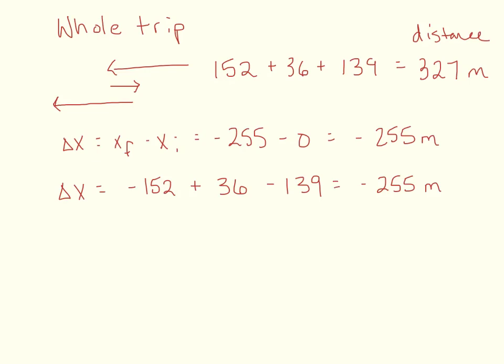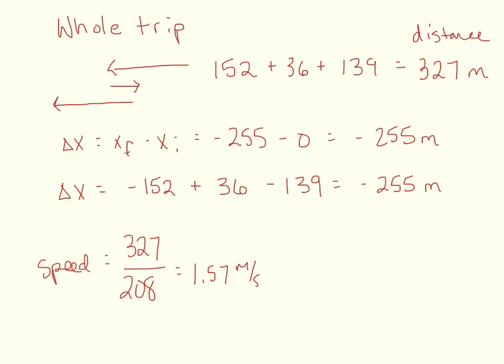Alright, so now let's look at our speed. Remember that our speed is just going to be our total distance divided by our total time. Our total distance for the trip was 327 meters, and our total time for the trip was 208 seconds. So if we take our 327 meters and divide it by our 208 seconds, you'll see that my average speed for the entire trip was 1.57 meters per second.